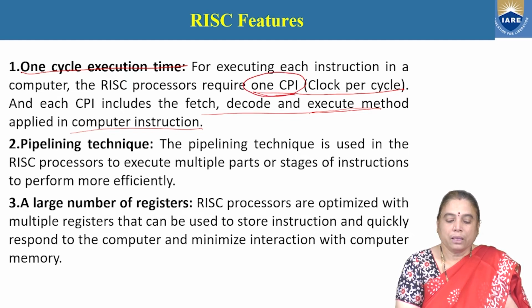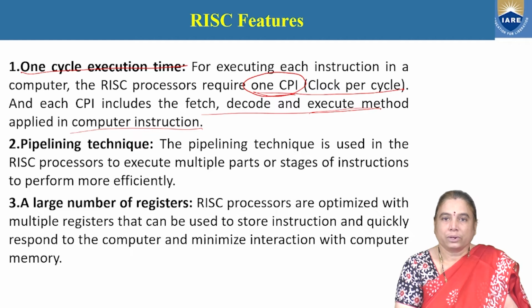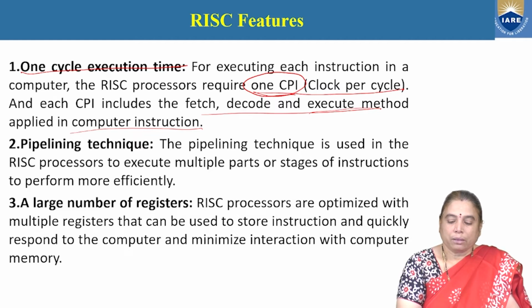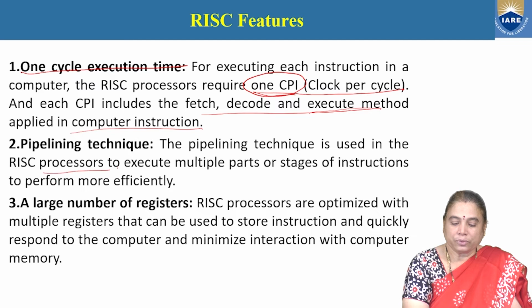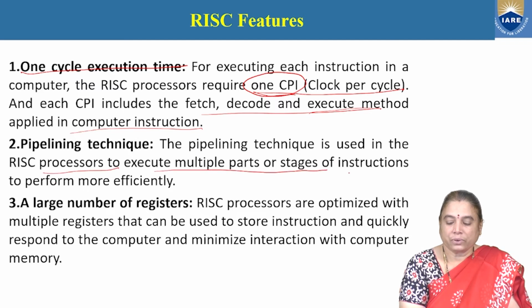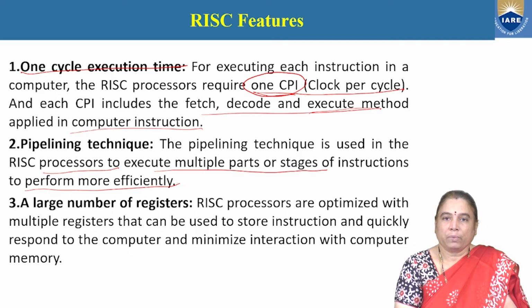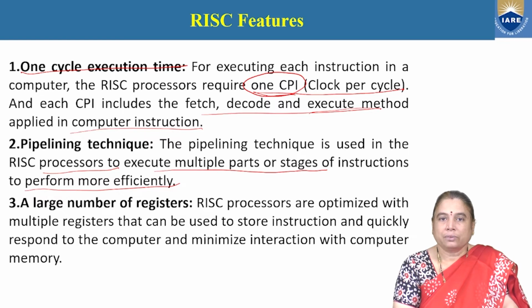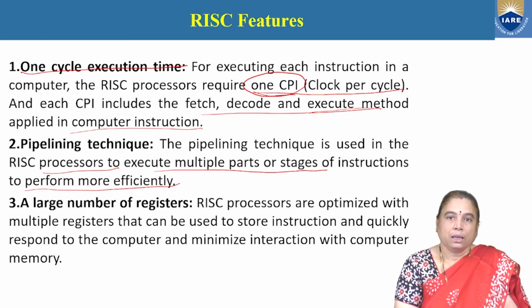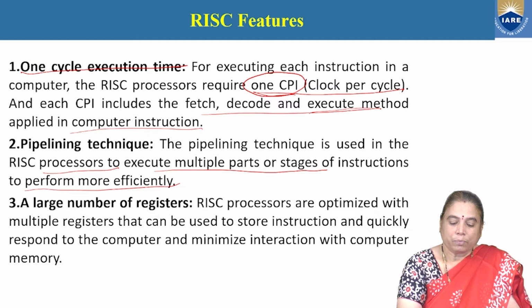The second feature is the pipelining technique. The pipelining technique facilitates parallel processing. Simultaneously, more than one instruction can be executed. The pipelining technique is used in the RISC processor to execute multiple stages of instructions more efficiently. The instruction cycle operations can be done not only as a single part; multiple steps of the instruction can be executed simultaneously, thereby facilitating the instruction pipelining concept in the RISC processor.